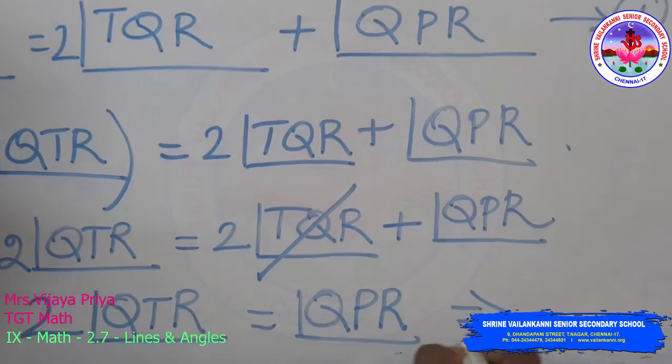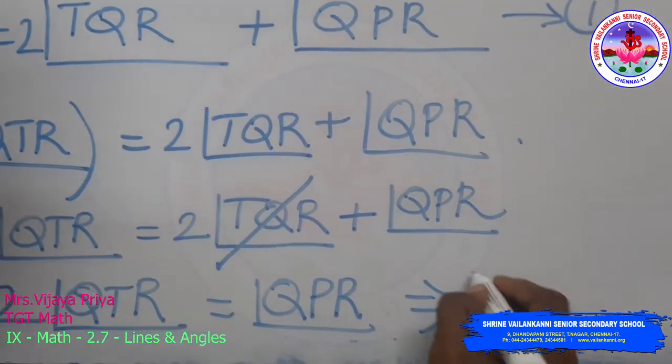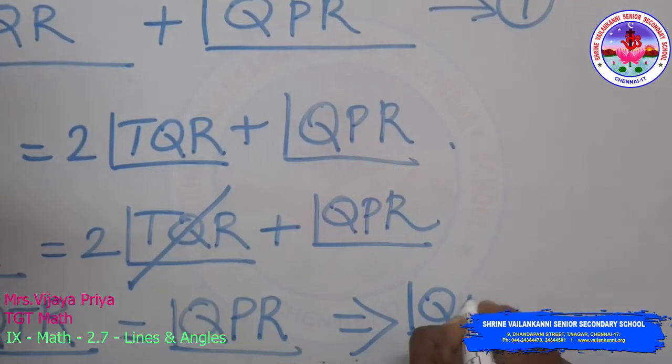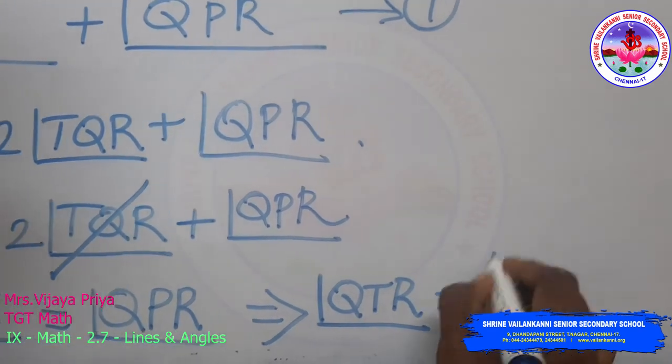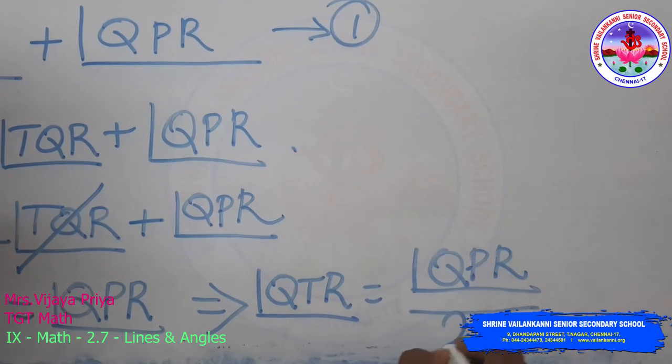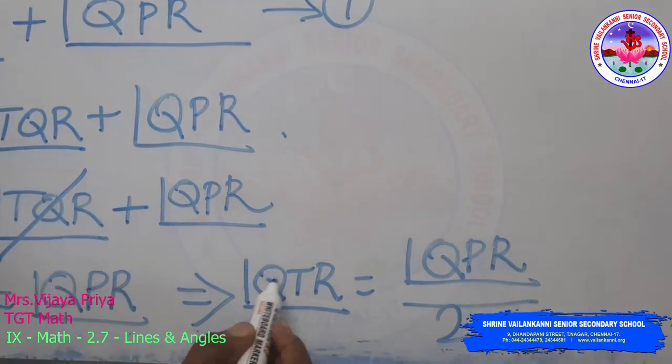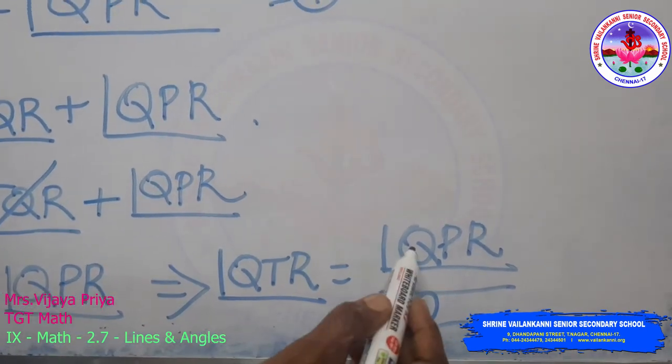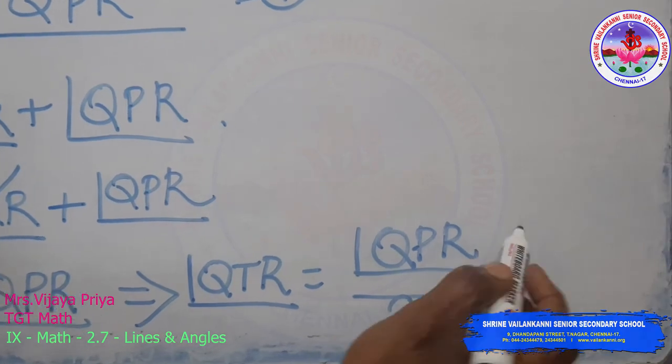So if I bring this 2 here, it becomes angle QTR is equal to angle QPR divided by 2, which is equal to angle QTR is equal to half of angle QPR. Hence we prove.